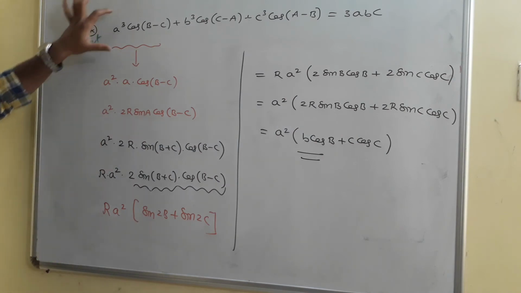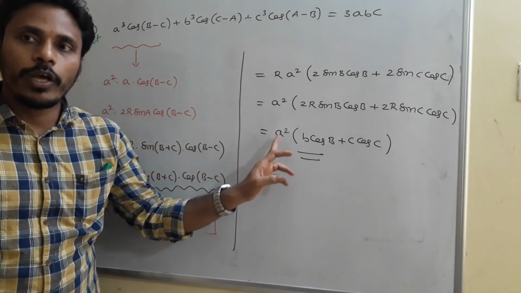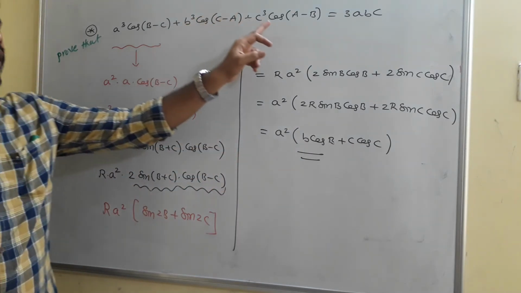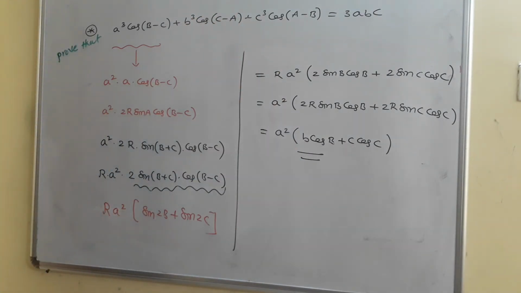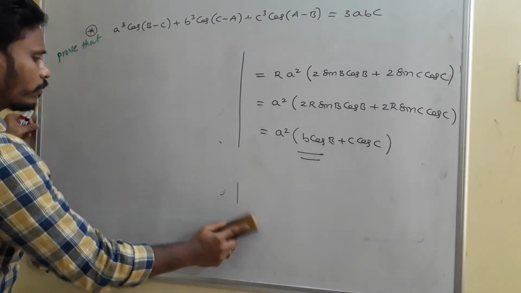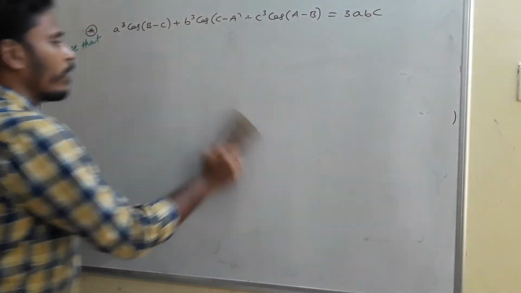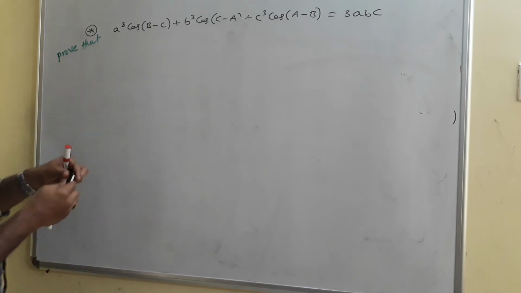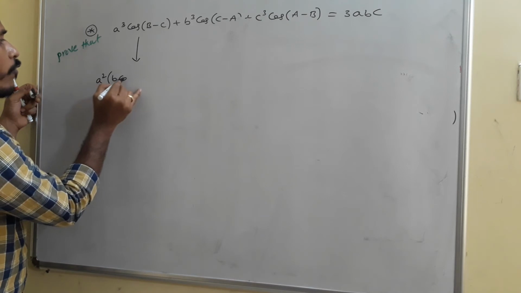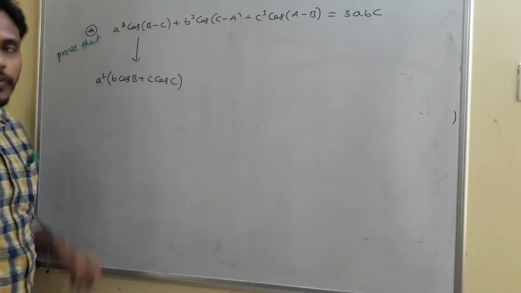We simplified the first term, a cube cos(B minus C), and its simplification is a square of (b cos B plus c cos C). Now in the same way we need to write the second and third terms, and then we need to simplify. Okay, I am erasing this. You just memorize it. Okay, the first term a cube cos(B minus C), if you simplify, you will get a square of (b cos B plus c cos C). This is the simplification of the first term.